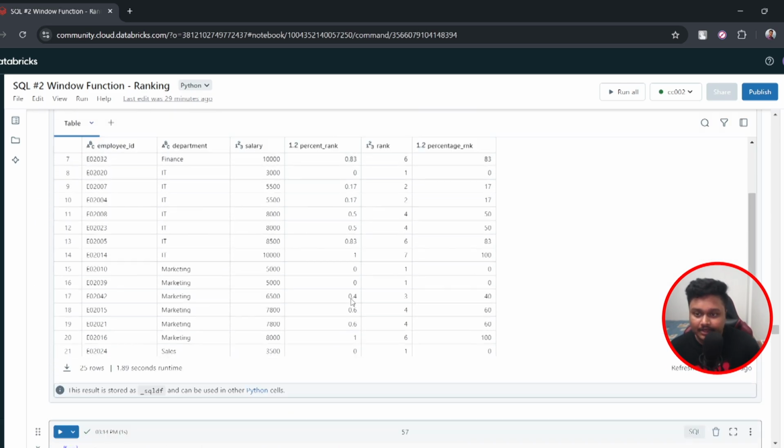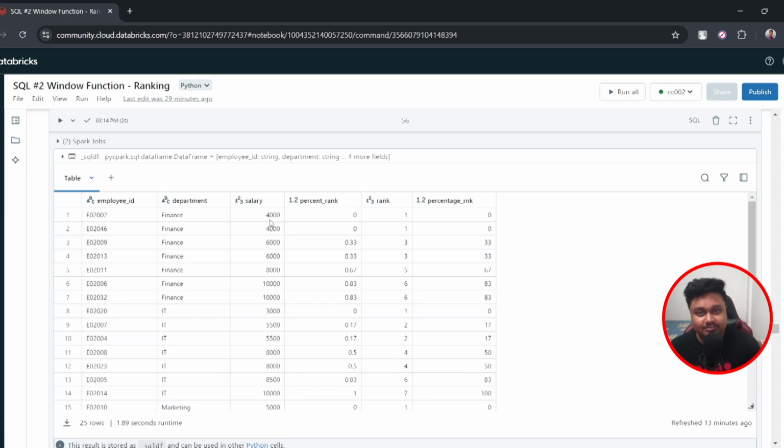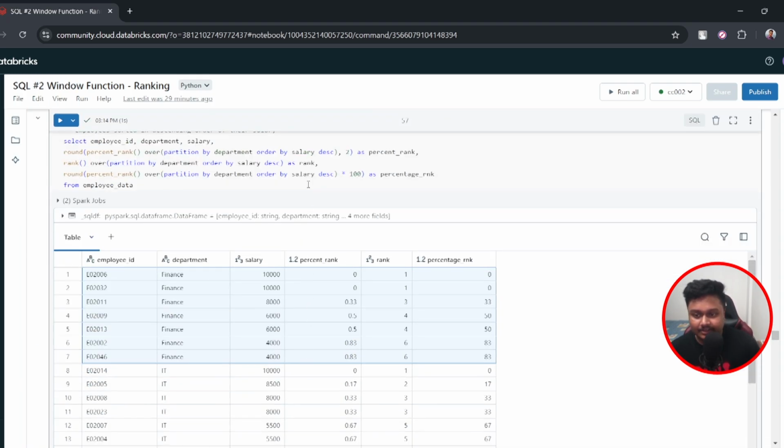Remember when we were doing an ascending order, I said that 0% of rows are lower than 4,000. But when we are doing descending, the meaning becomes a little opposite. Here the meaning is 0% of salary rows are higher than 10,000. Similarly, if I look at the last value, the 7th record in the finance department is 4,000, right? So here I get the percent rank equal to 83. This means 83% of employees have a higher salary than this particular employee.